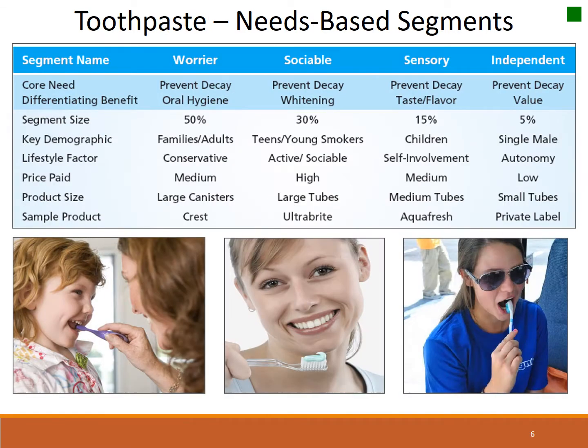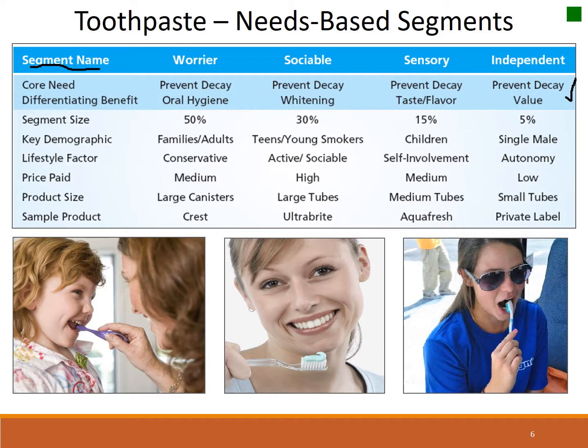Another example is a toothpaste example, and we actually have segment names. So we have, well, these would be like profile names. We have the warrior, the sociable, the sensory, and the independent, and we have different needs that each of these toothpaste consumers are looking for.